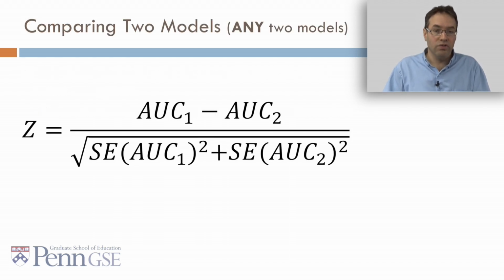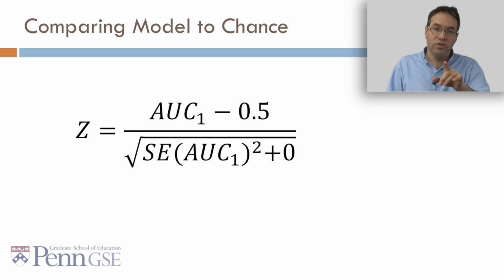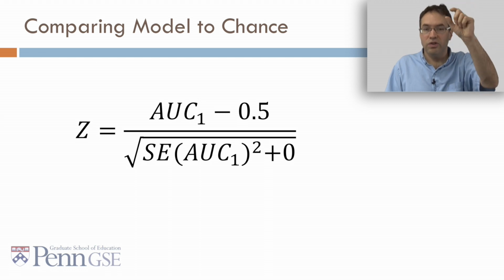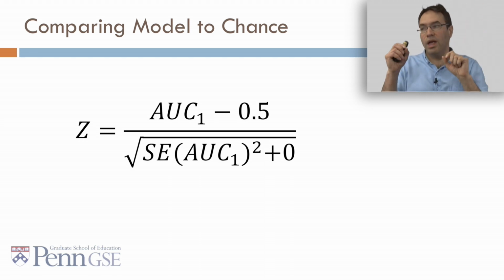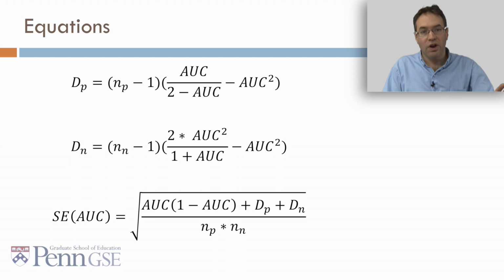For comparing two models, any two models, you can compute a z-value based on the AUC of the two and their standard error. You can also use this same set of formulas to compare the model to chance, simply by, instead of having two models' AUCs and the standard error of each, taking the AUC and standard error of one of them and 0.5, the chance value, and a standard error of 0 for the other.